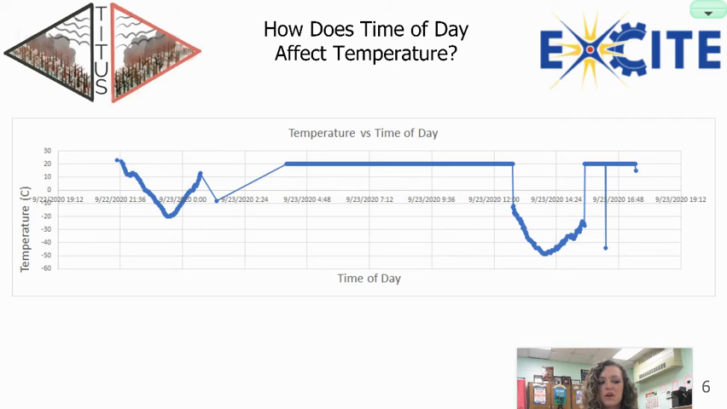We thought the temperature would be lower at night. The temperature did decrease during the night, but then the temperature decreased more from noon to about 1.